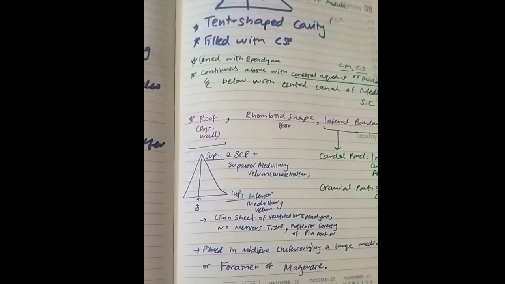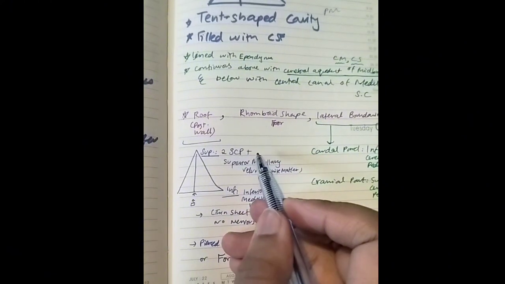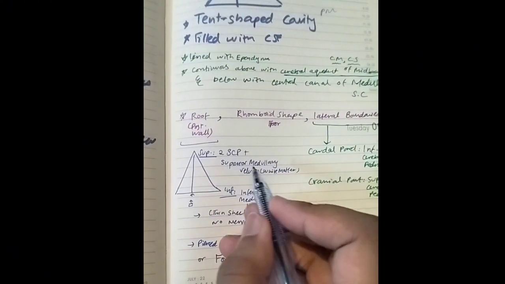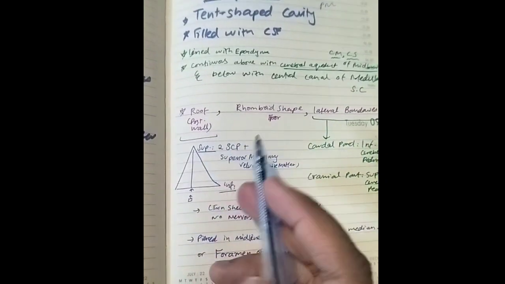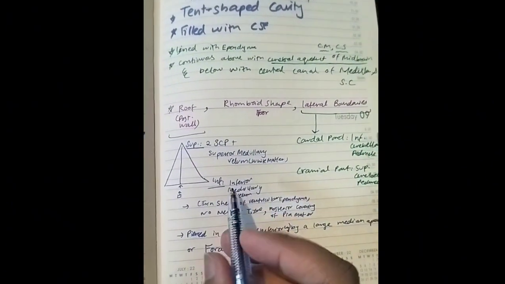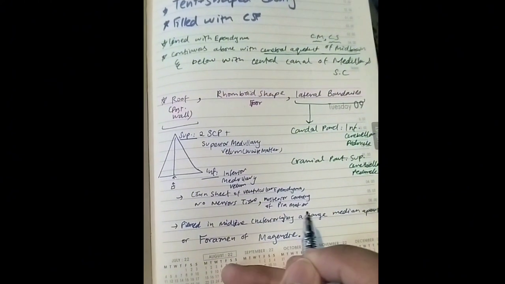Now let's talk about its roof, or the posterior wall. The roof is superiorly made up of 2 superior cerebellar peduncles and 1 superior medullary velum, which is made up of white matter. And the inferior part of the roof is made up of the inferior medullary velum. The inferior medullary velum is made up of a thin sheet of ventricular ependyma. It does not have nervous tissue, and the posterior covering is made up of pia mater.